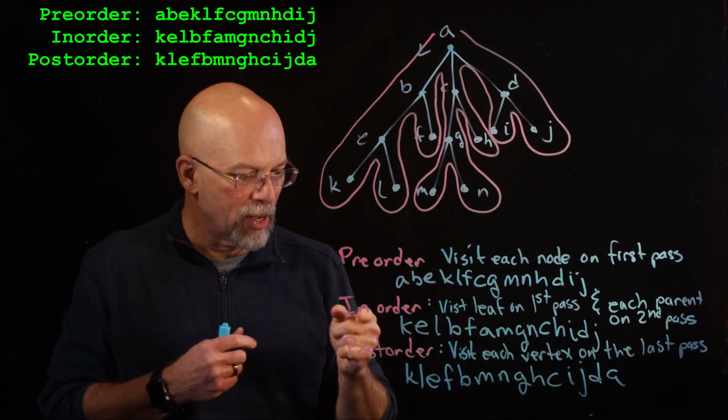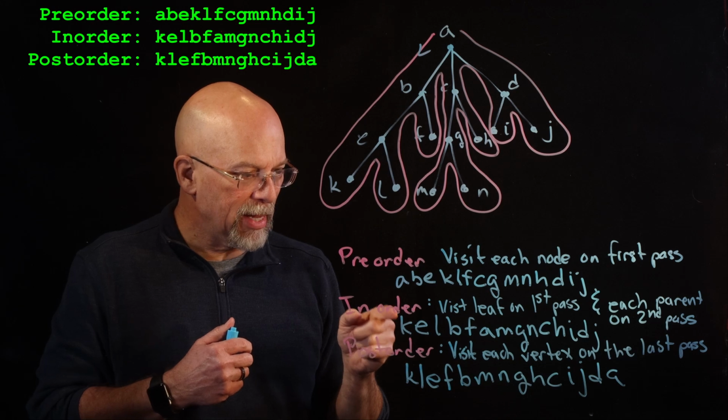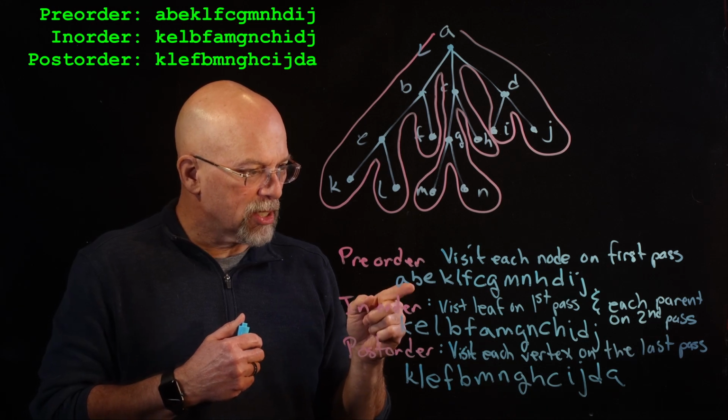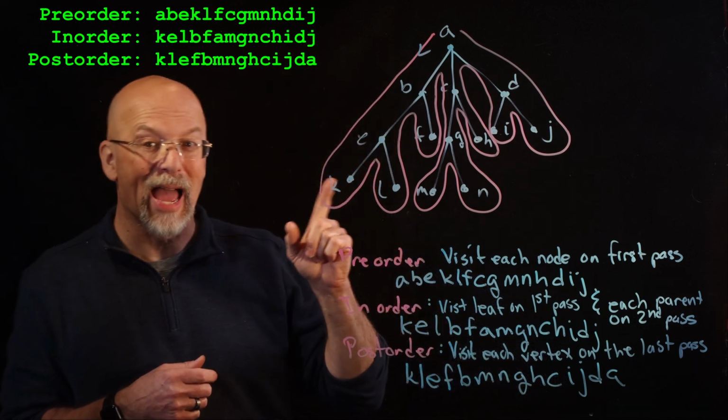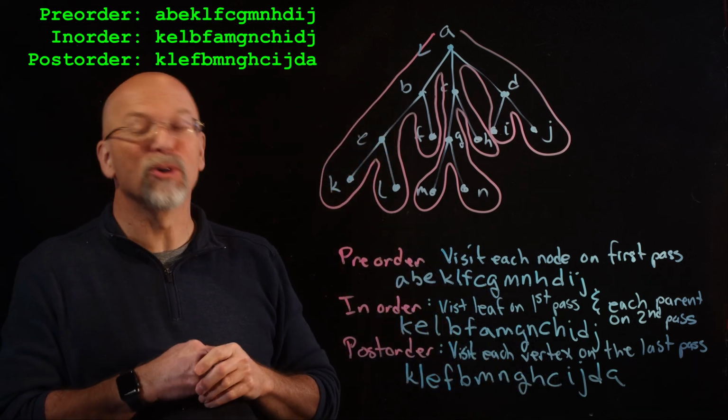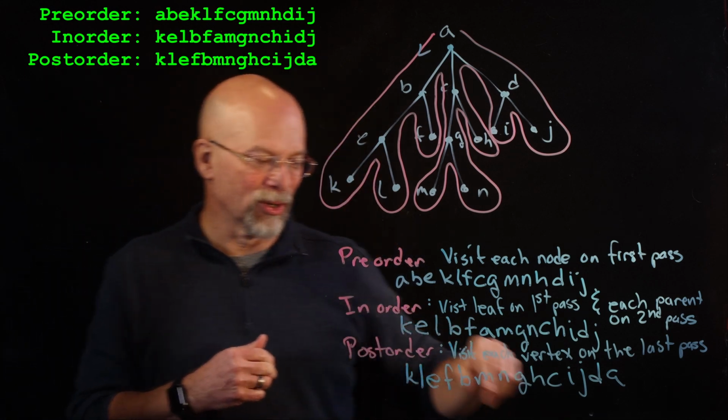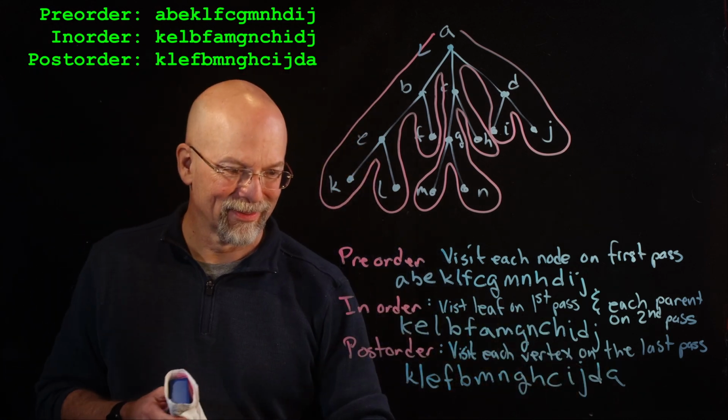Is this the right one? Well, K, L, E, F, B, M, N, G, H, C, I, J, D, A. That's exactly what we got on our last try to figure out the post-order visiting for this tree. Let's get rid of this tree.